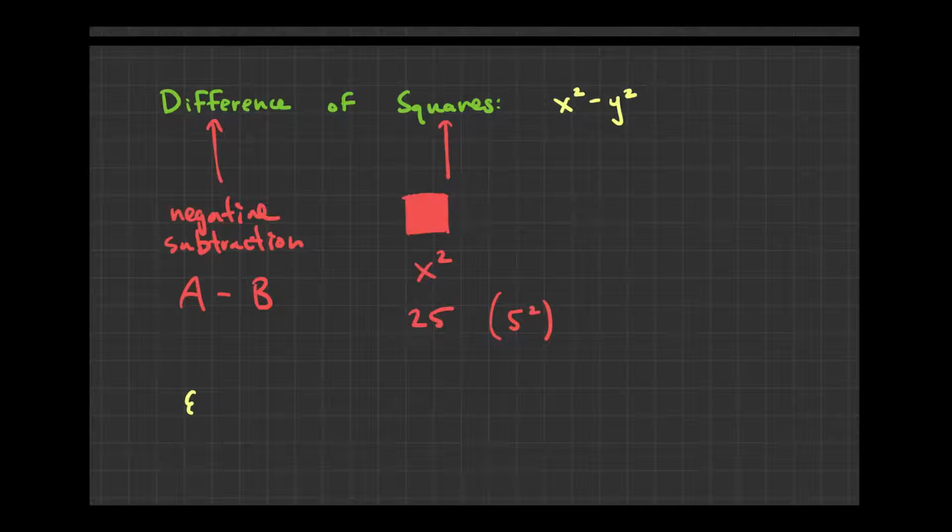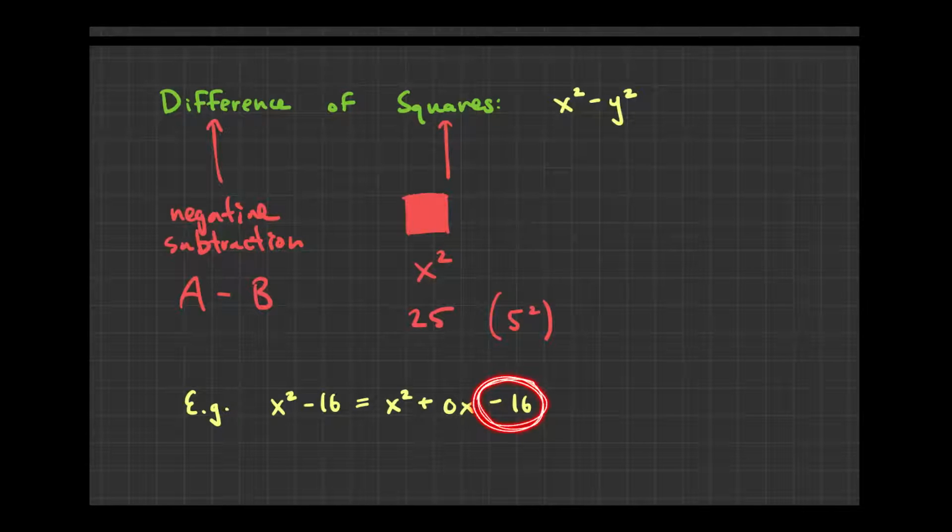Let's do x squared minus 16. That's a difference of squares because here's a square, here's another square, and there's a minus sign. If I wrote this a little differently, as x squared plus 0x minus 16, now we would be able to factor it, because we know the steps. We need to find two numbers whose product is negative 16 and whose sum is 0.